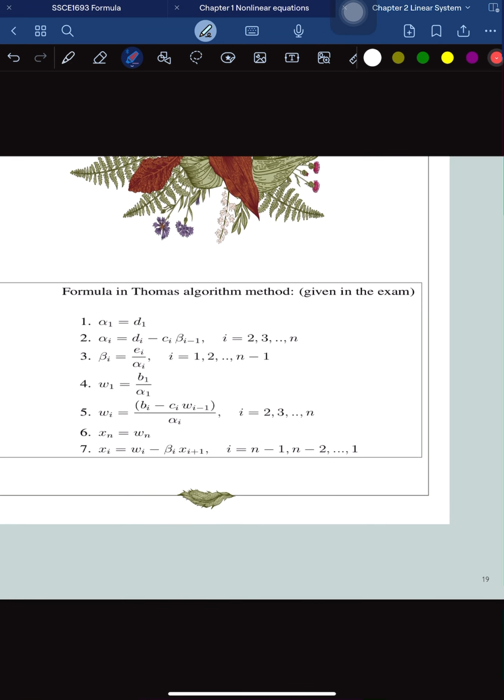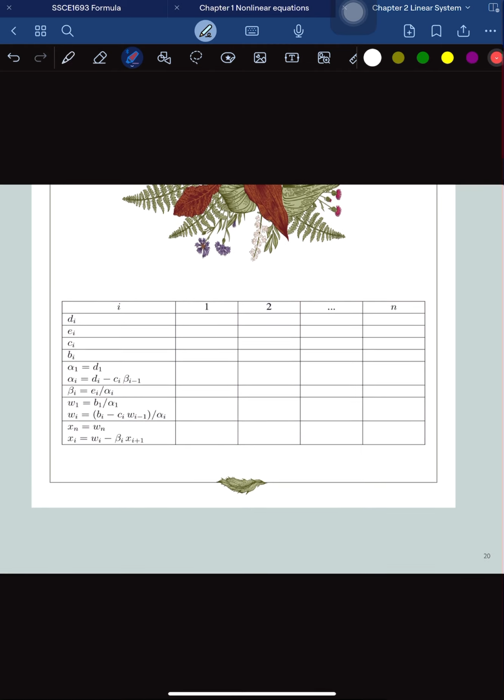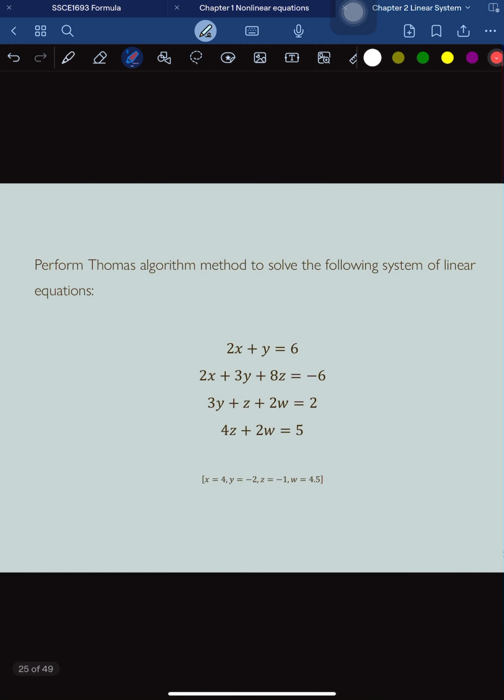So this is all the formula in the Thomas algorithm, and this formula will be given in your exam. So no need to memorize, just follow the step. Okay, so let's try. Basically, we apply the Thomas algorithm when we want to solve a system that has more than 3 equations, for example 4 equations or more. Then we can apply the Thomas algorithm. Okay, so let's try.